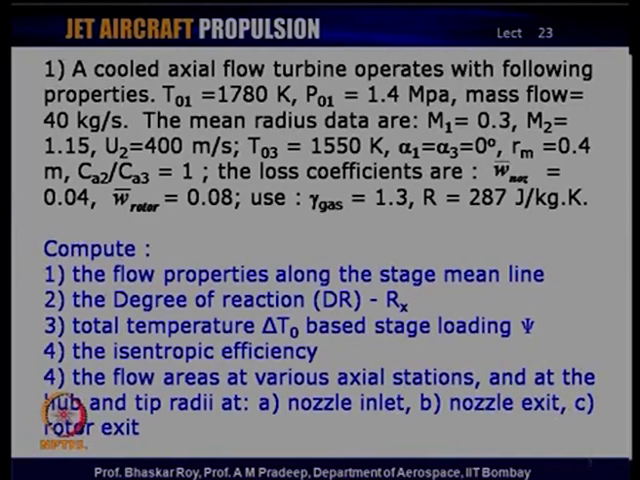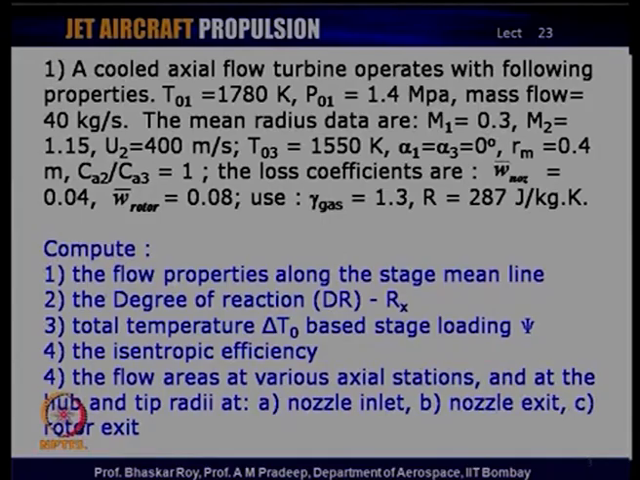And then at the mean, the radius is 0.4 meters, and as I mentioned, it represents probably a medium sized engine. The actual flow velocity ratio across the rotor Ca2 by Ca3 is equal to 1. That means, the actual velocity across the rotor is conserved. This is again a simplifying assumption, but also a reasonably realistic assumption. It is not very ideal, it is a realistic assumption.